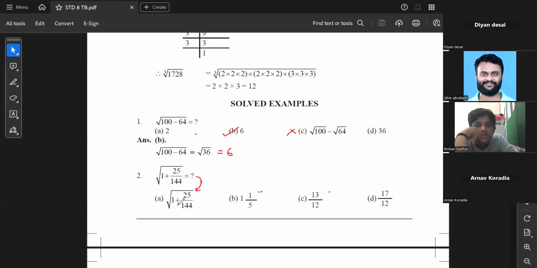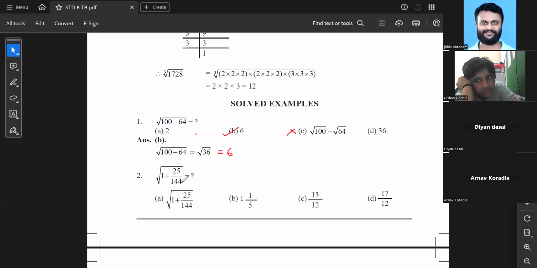Yes, Dian, tell me. The answer is C, 13 upon 12. I'll calculate and tell you. I have not yet calculated. Okay. Before calculating, I'm just discussing a few possibilities. Now some students will say, sir, okay, let me just show you one thing. Can I do it like this?